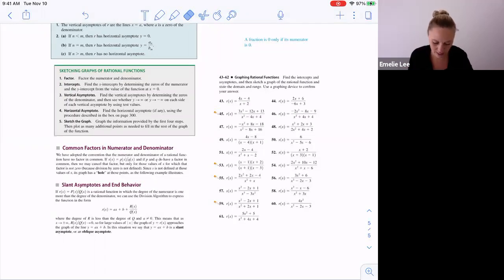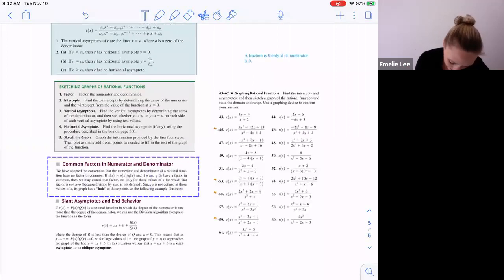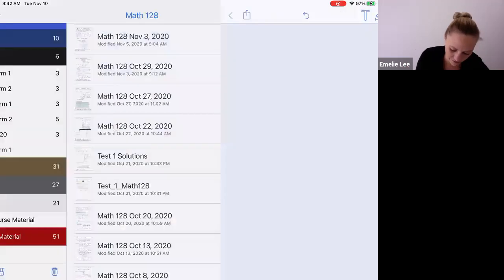Okay, so the last thing I want to talk about from this section is the common factors in the numerator and the denominator.